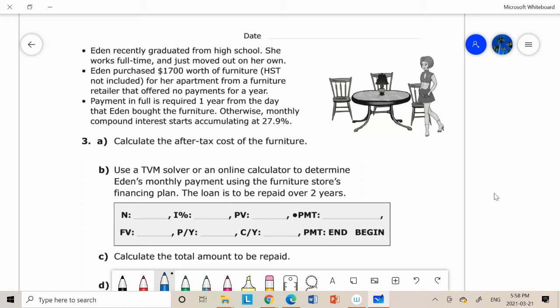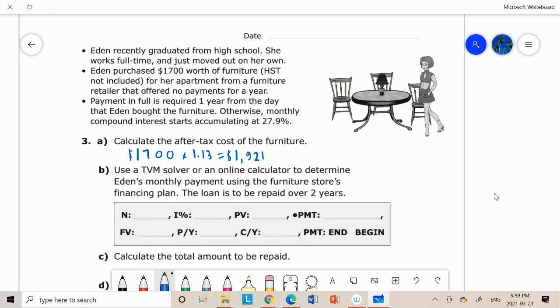So calculate the after-tax cost of the furniture. Let's do that first, right? Because they're telling us that HST is not included in the 1,700. So to add 13% for HST, which is what is being charged, we have to multiply 1,700, which is before tax, times 1.13, which is 1921.